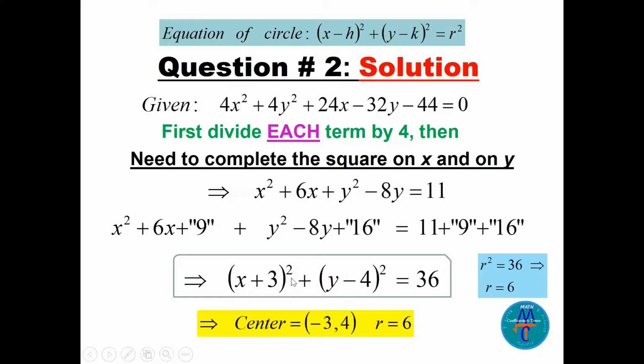Now you know the story. This is the center here, minus 3, 4. And the radius, because this one is r squared, so the radius is only 6. I know this question 2 is more difficult than question number 1, but you can still do it by remembering the idea, completing the square.